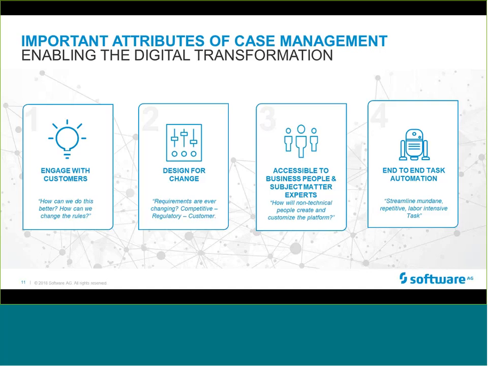So these are the four key things to look for: ease of use, design for change. Can subject matter experts really change it? And then, is it able to automate even those tasks that are very manual and time-consuming? That reduces error and increases information accuracy and auditability. That's where robotic process automation comes in.